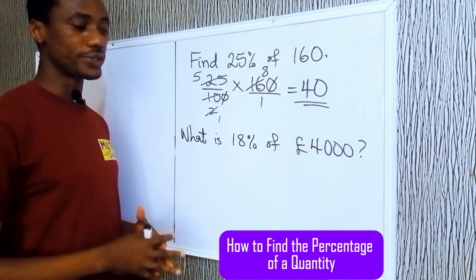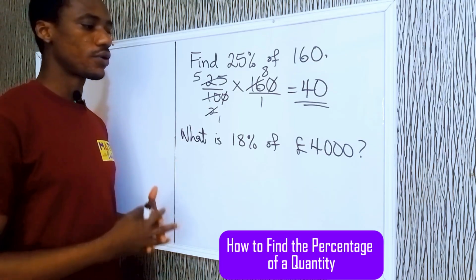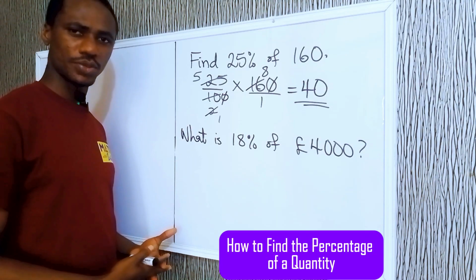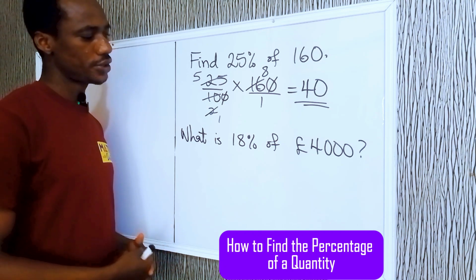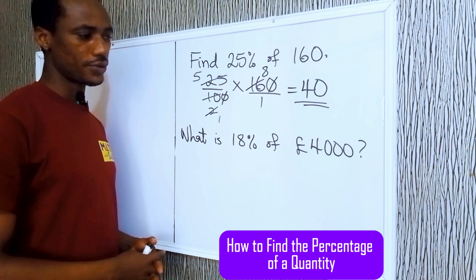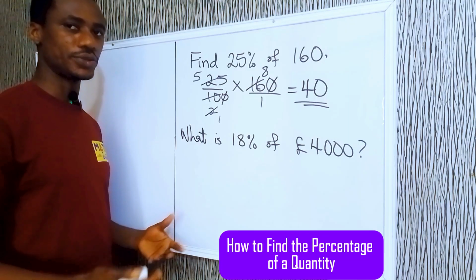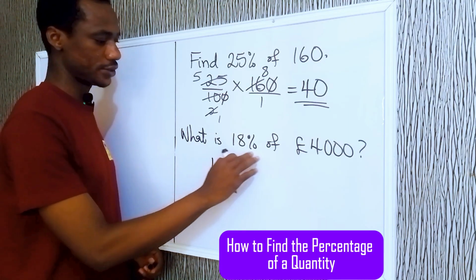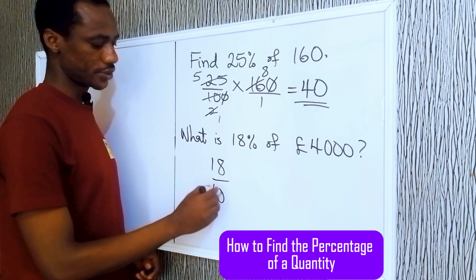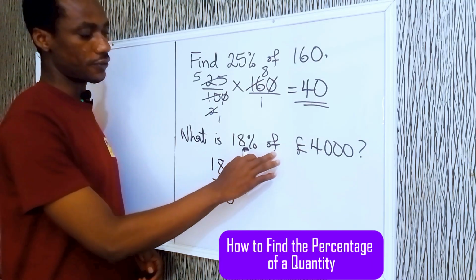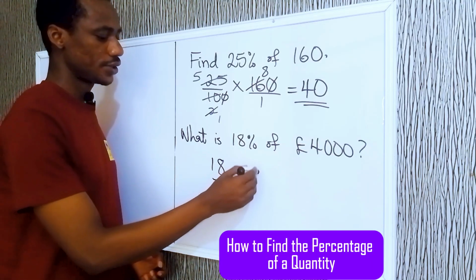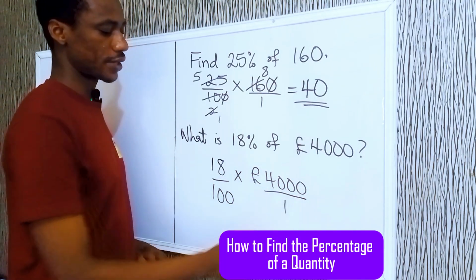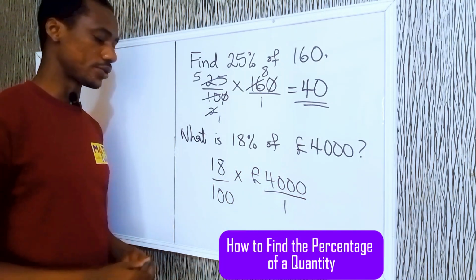What is 18% of 4,000 pounds? Okay. So you should be able to calculate that. I want to give you 18% of 4,000 pounds, and I need you to calculate it. So let's go. 18% written as a fraction will be 18 per 100. Okay? Times of, I told you that's times, right? 4,000 pounds. Okay, we can write that over 1 for easy calculation.